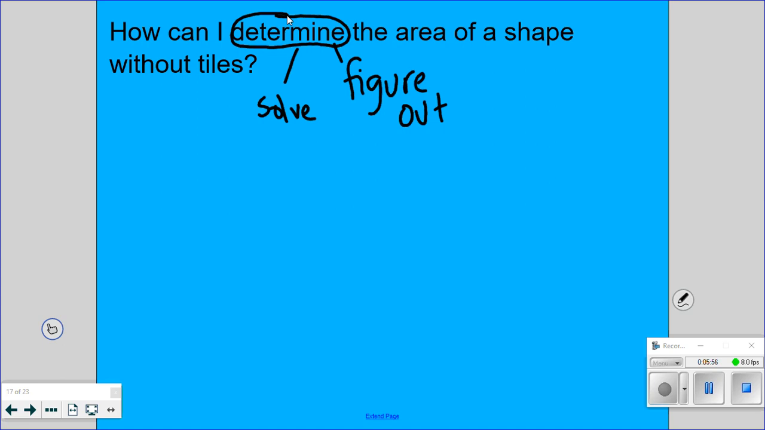Okay, so if I use a ruler, maybe. Any other ideas of how I might be able to find that inside area without using tiles or squares? Will, you got some thoughts? I don't know, maybe estimating? Okay, so maybe we might just use some estimating.